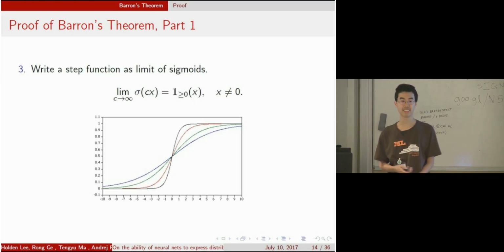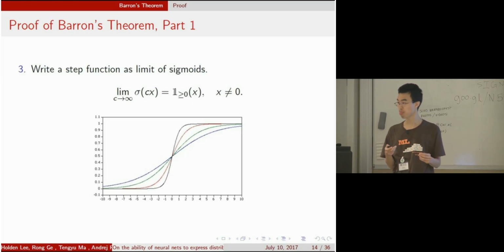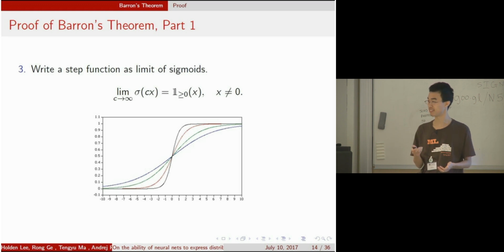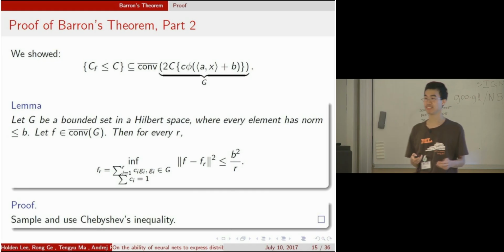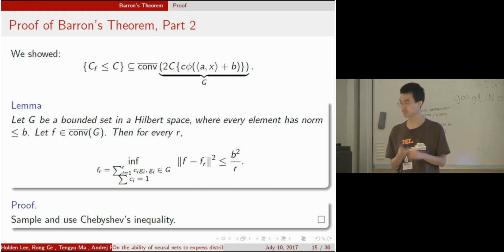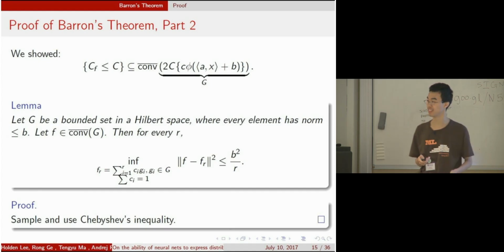And finally, we can write a step function as a limit of sigmoid functions. So this shows that if we have bounded Barron constant, we can write it in terms of these sigmoid functions with the sum of coefficients not too large.